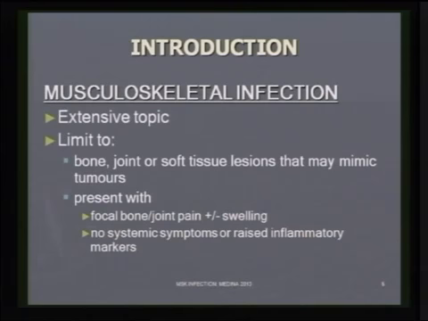So what I want to do, just to limit the topic here, is to talk about bone, joint, or soft tissue lesions that may mimic tumour. So these are really patients who are presenting to a tumour service with a potential bone or soft tissue tumour. And they're presenting with focal bone or joint pain, maybe with or without swelling, and usually no systemic symptoms or abnormalities of the inflammatory markers. So they're presenting clinically with a bone or soft tissue tumour, and I want to just go through some of the features that would indicate that in fact this is a bone or soft tissue infection rather than a tumour.